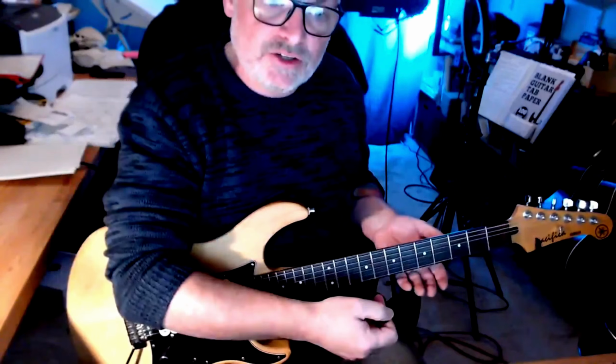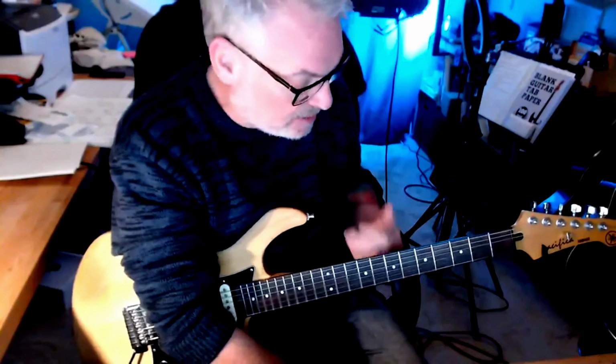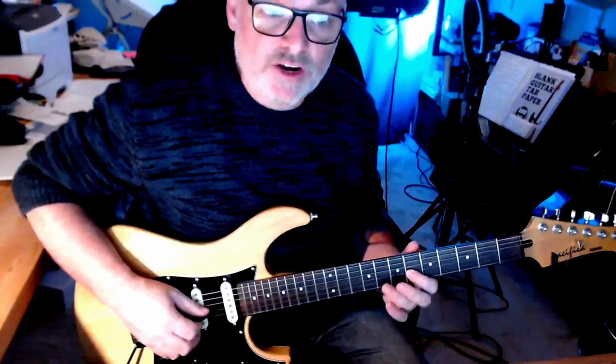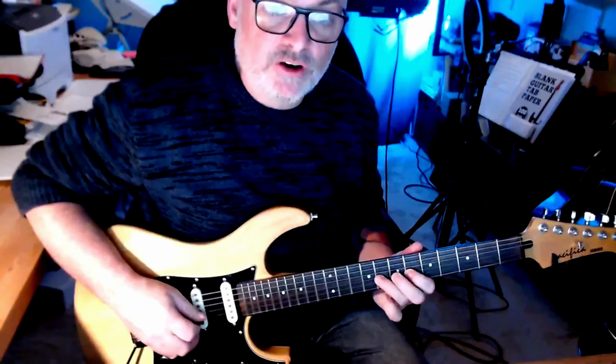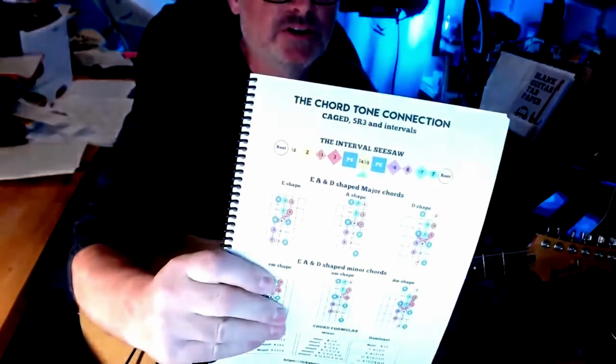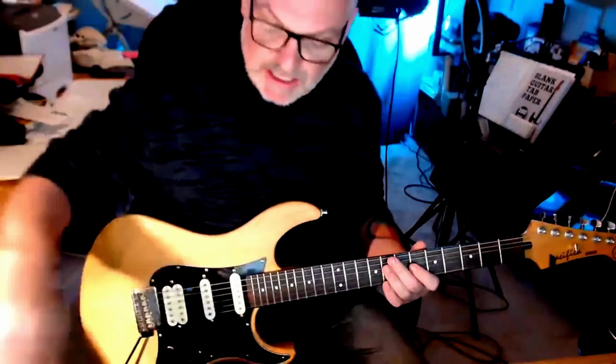You can find these notes on the fly. The key to this is learning the 5R3 thing, those triad shapes. I played this here, and I know that I've got 5R3. If I want to know where the sharp 4 is, there's the 4, there's the sharp 4. That's part of this lesson, the chord tone connection one, that's all in that one. It tells you about that in the interval seesaw. So you can see that I can get that one there.